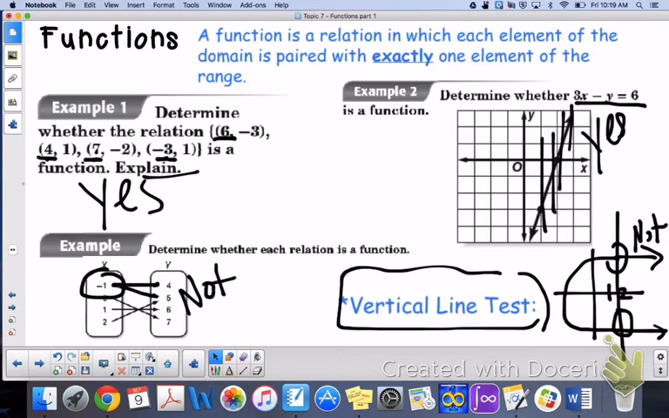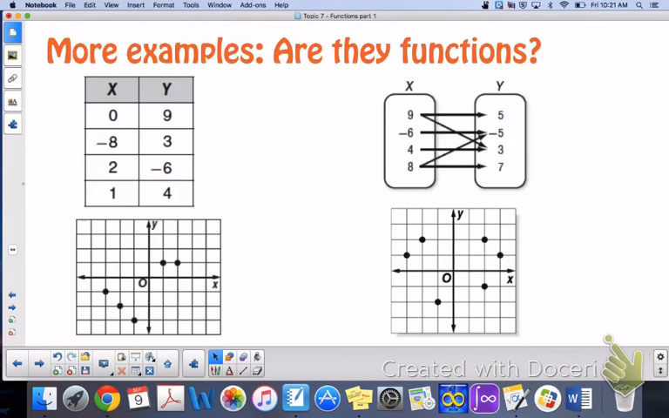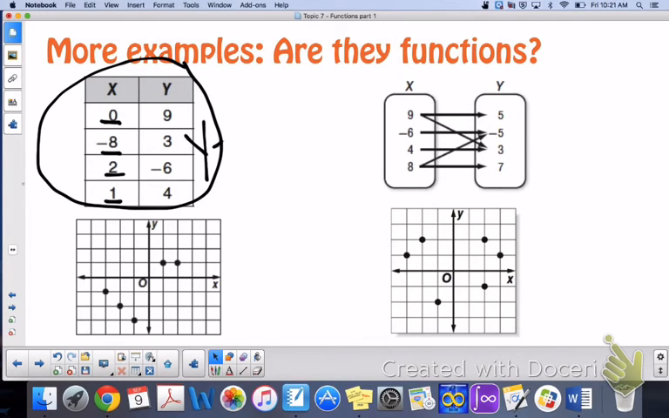Okay, a couple more examples before you're set off on your own. This first one is a table. We look at the x values: 0, negative 8, 2, 1. Each is its own, so yes, it's a function. There's nothing that repeats there. This mapping, again, we have 8 goes to 2 different outputs. We also have 9 goes to 2 different outputs. So that one is no. An input of 9 has 2 different outputs.